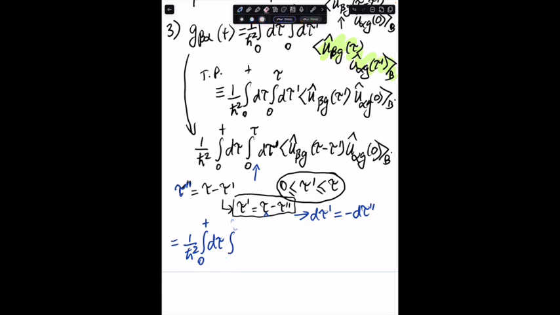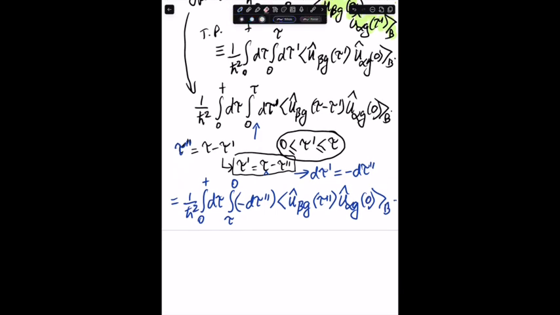Oh, sorry, I have to change the limits of the integral. When tau prime is 0, tau double prime is tau from here. And when tau prime is tau, then tau double prime is 0. And d tau prime is equal to minus d tau double prime, which is there here. And then you have u hat beta g, tau double prime. You have u hat alpha g 0 bath expectation, right?